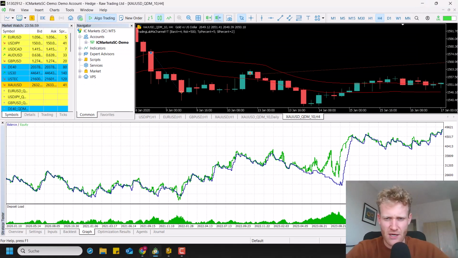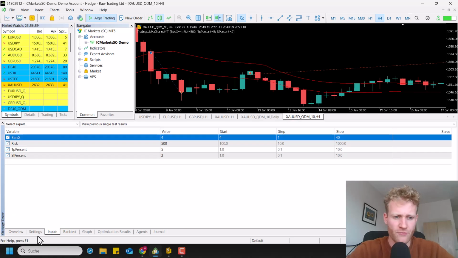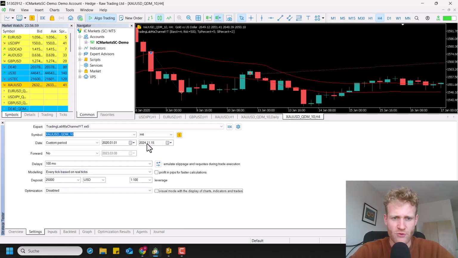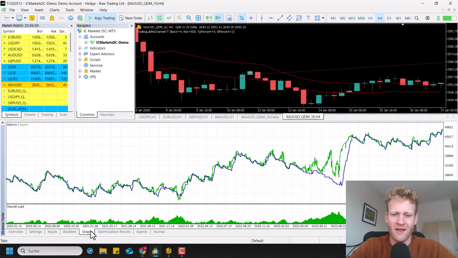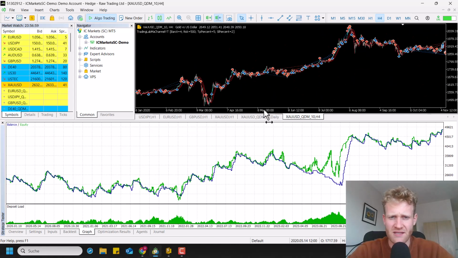So what we see here is, as I said, the simulated performance or backtest for the period from 2020 to the end of 2024. It looks like this in the graph. We do see all of the trades here also.